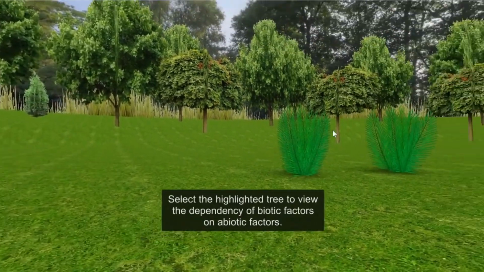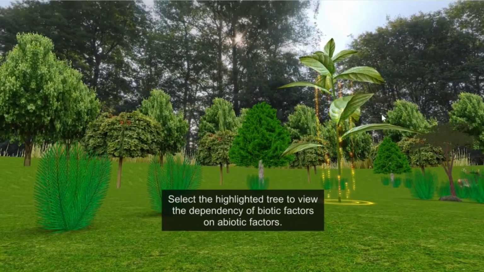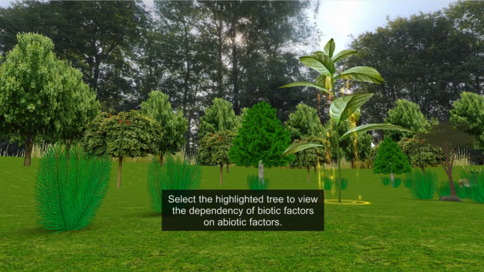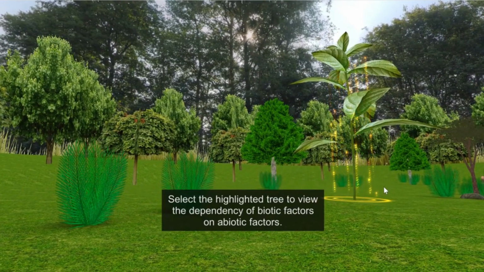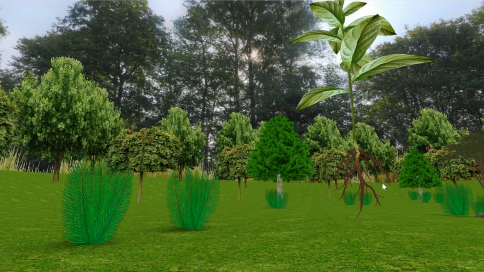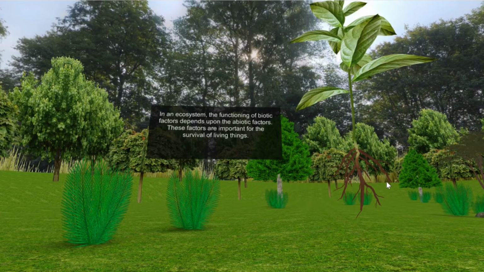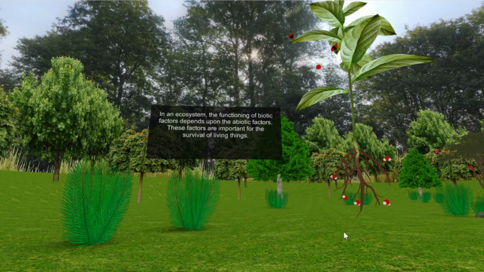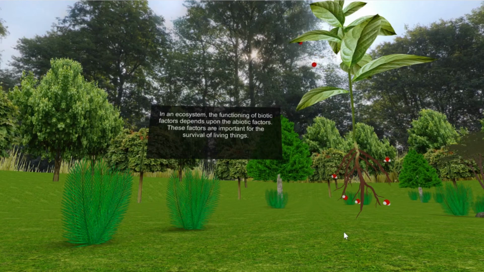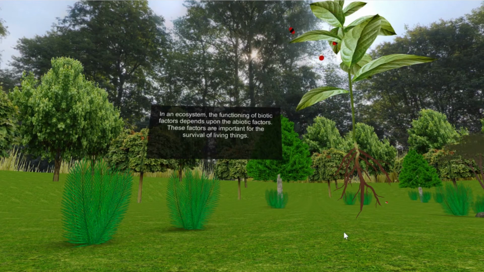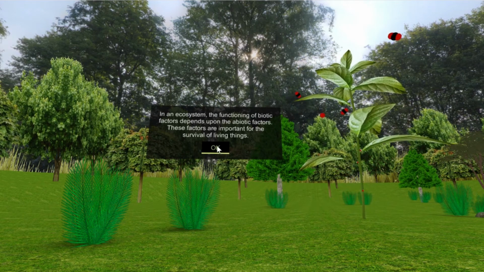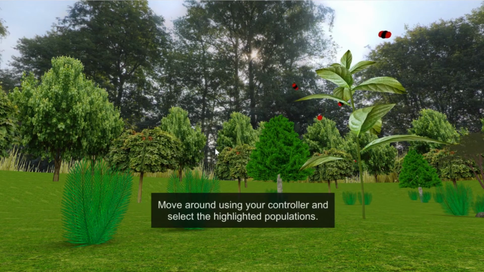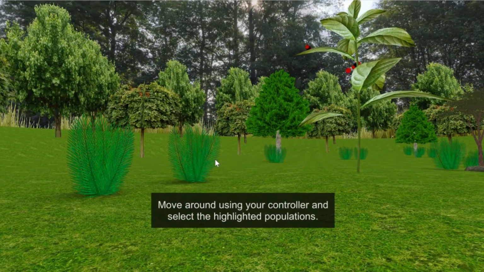Select the highlighted tree to view the dependency of biotic factors on abiotic factors. In an ecosystem, the functioning of biotic factors depends upon the abiotic factors. These factors are important for the survival of living things. Move around using your controller and select the highlighted populations.